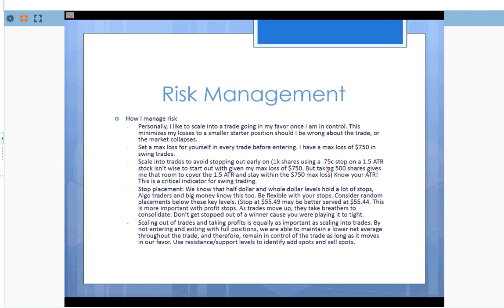Scaling out of trades and taking profits is just as important as scaling into a trade, if not more important. When you take a trade, you already know where your profit target is going to be for your first sell position. Now you can sell your full size if you want when you hit your target, but then you're not letting your winners run. You're not giving yourself a chance to stay in a bigger winner. By guaranteeing base hits, you don't give yourself the opportunity for a home run.